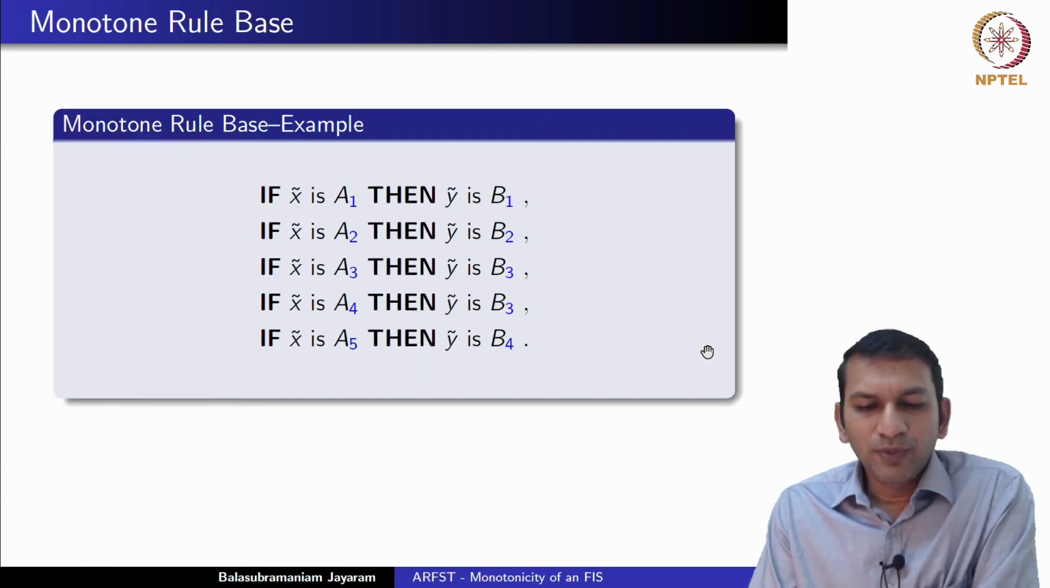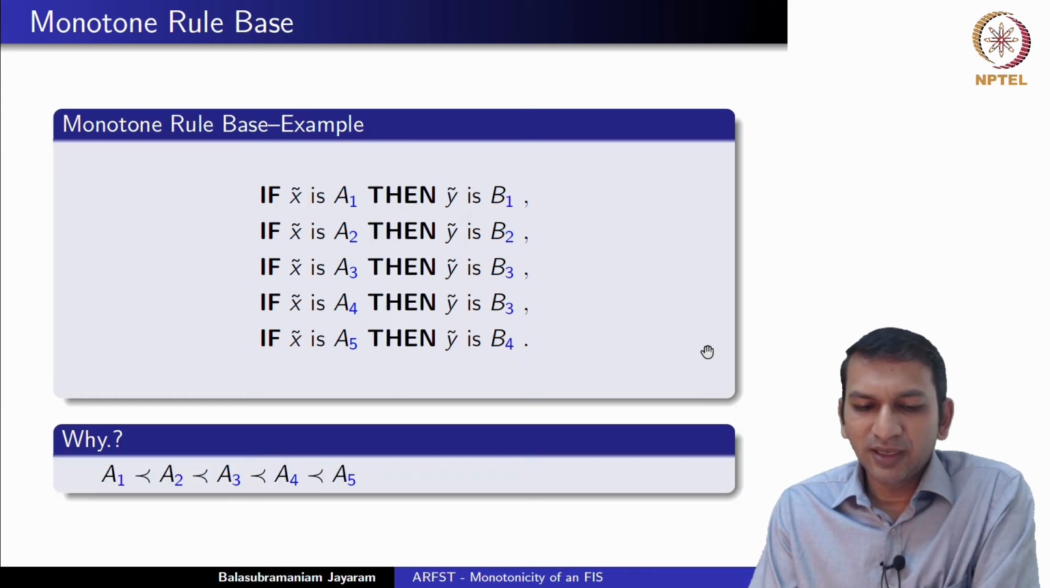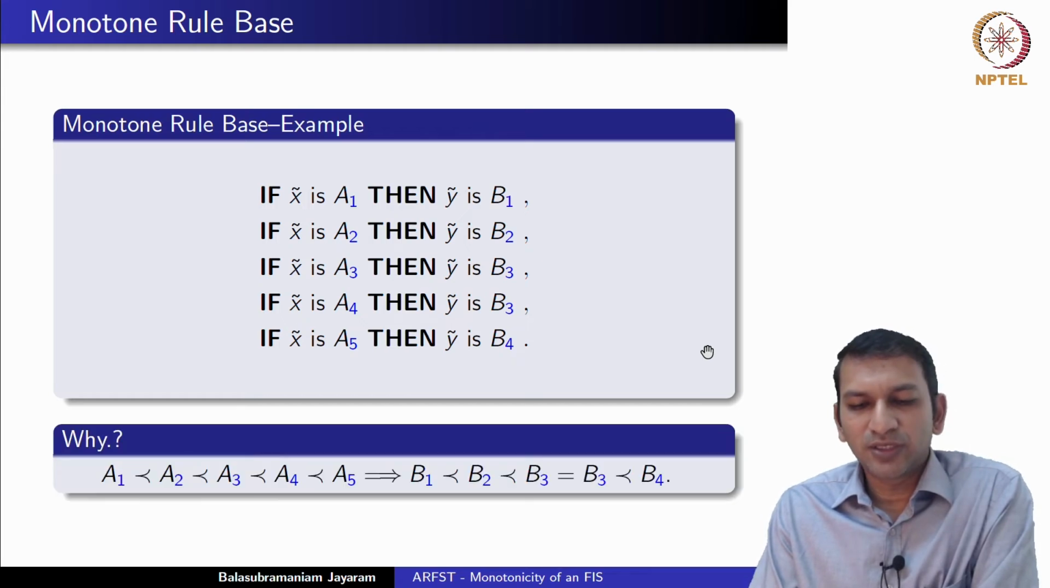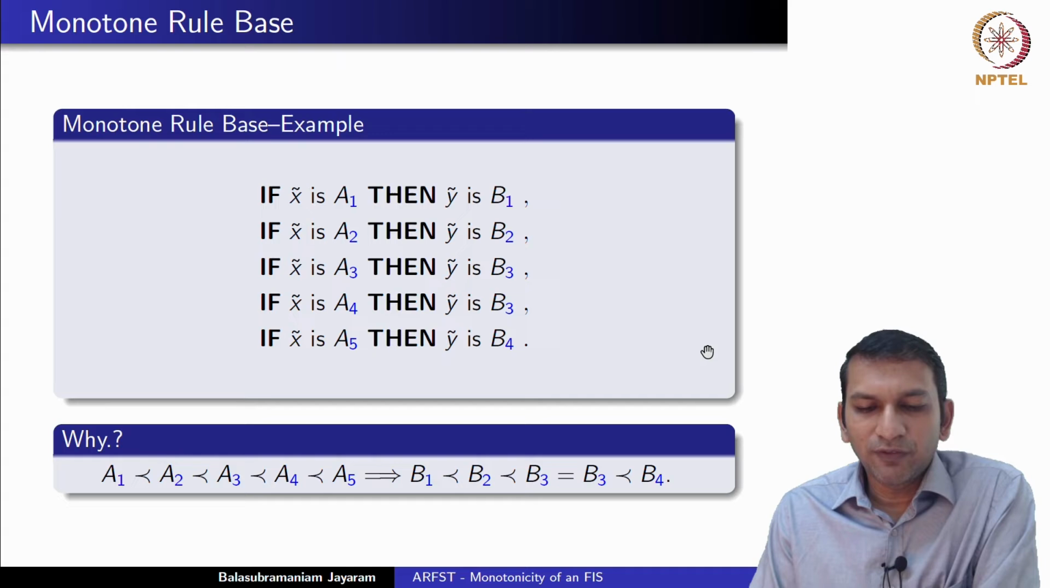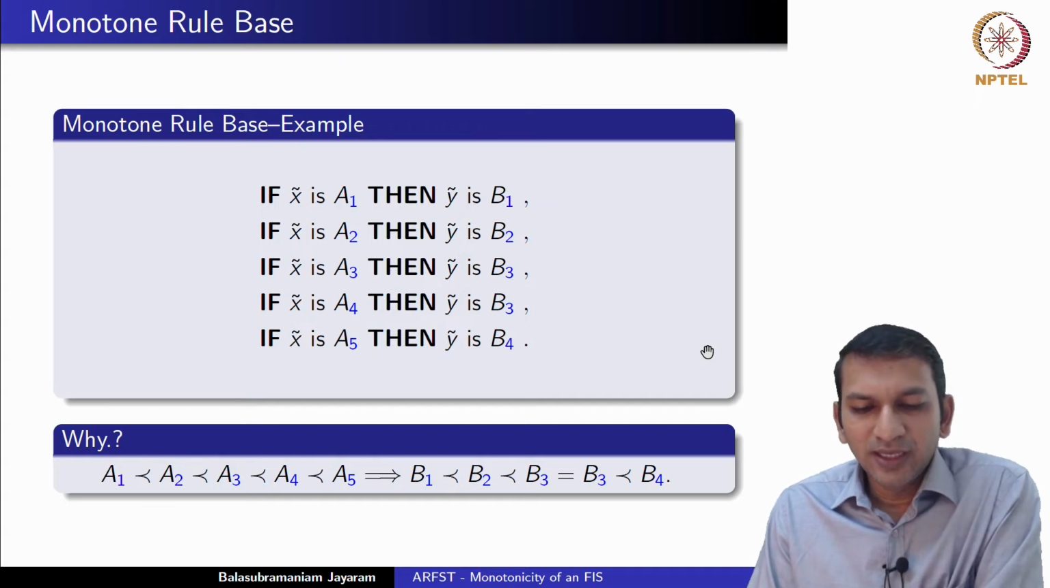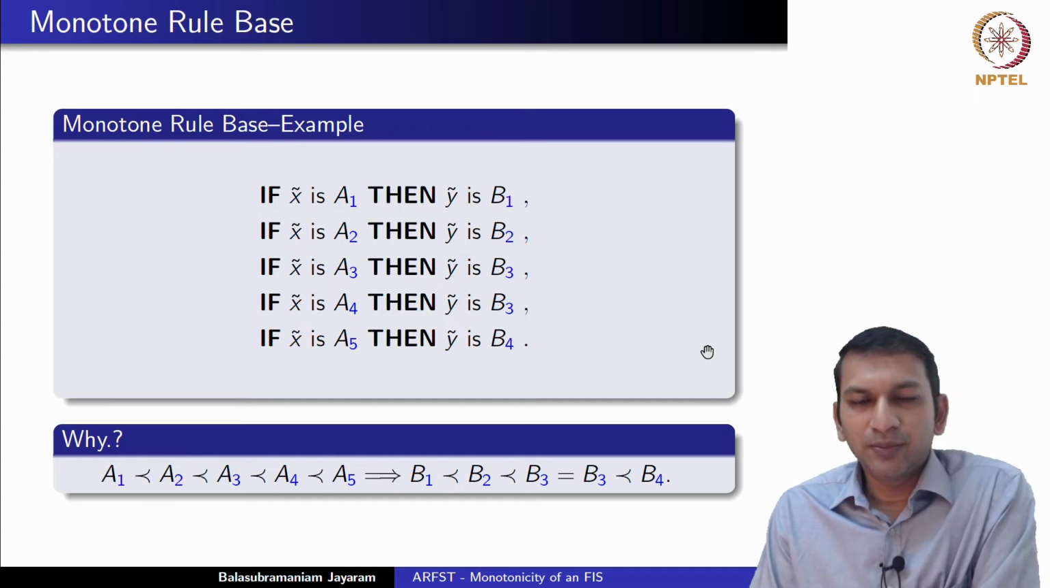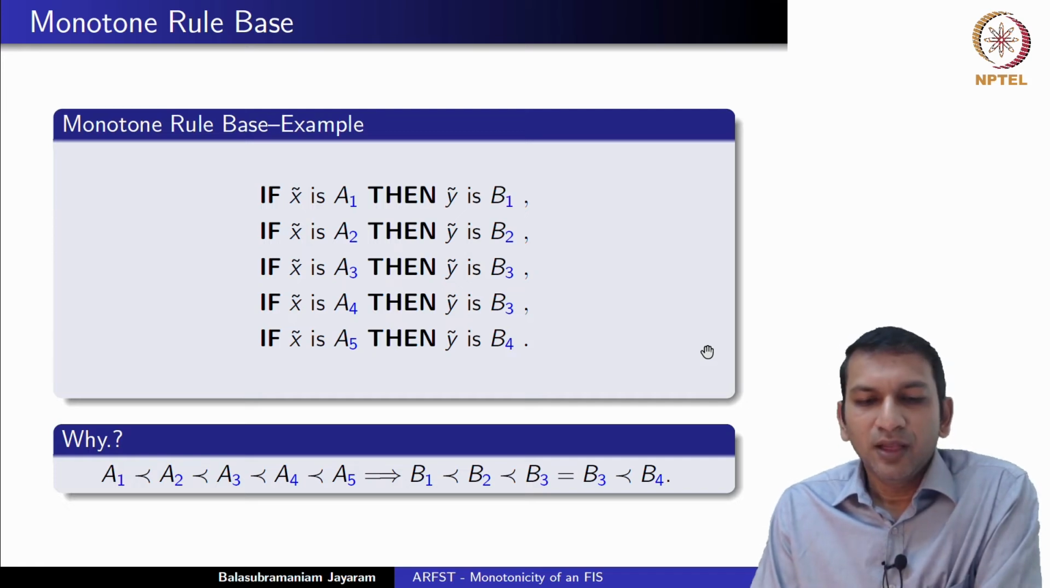Now consider a rule base given like this. It will be a monotone rule base if, as we have seen earlier, this is the ordering that holds. So in this case, we have assumed that if I is smaller than J, then AI is smaller than AJ, and BI is smaller than BJ. Now this will be an example of a monotone rule base.